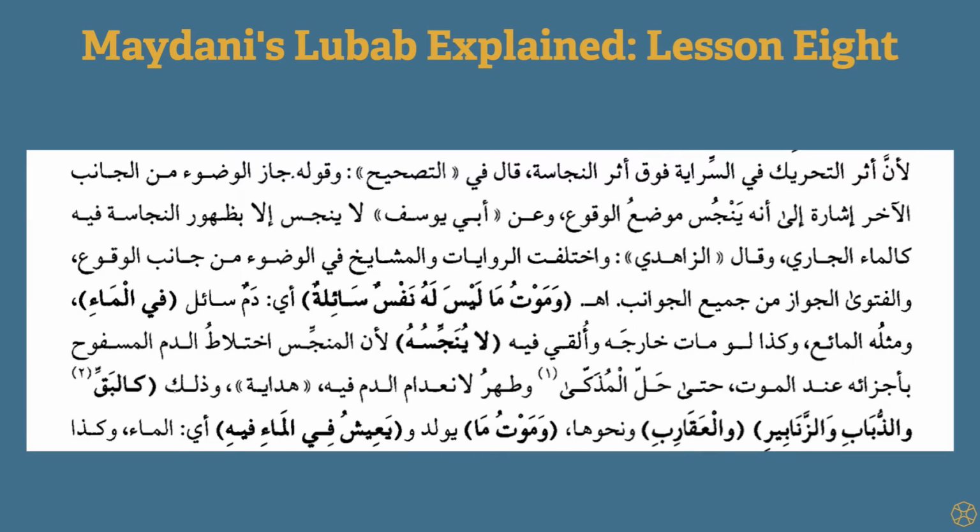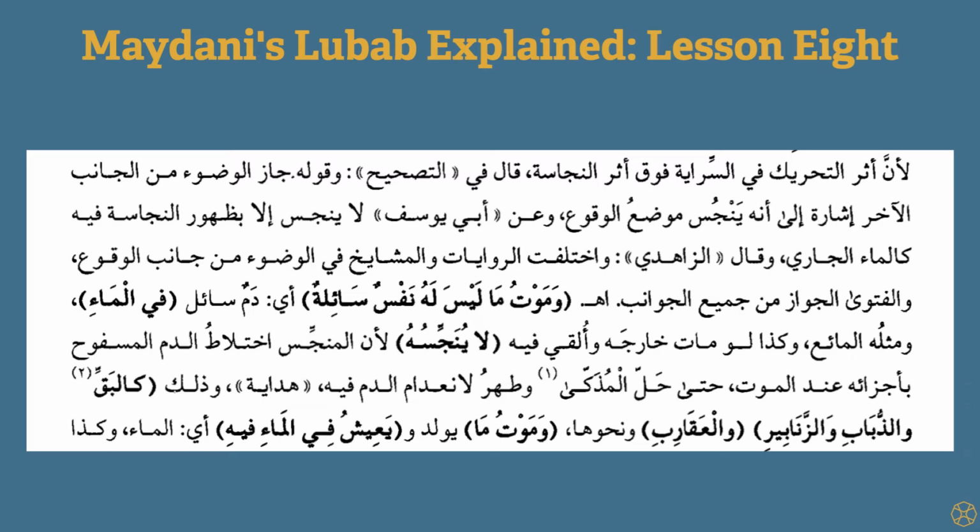So he says, قال في التصحيح, he says in التصحيح: وقوله جاز الوضوء من الجانب الآخر إشارة إلى أنه ينجس موضع الوقوع, right? So when the najasa falls in, that place becomes najis. وعن أبي يوسف لا ينجس إلا بظهور النجاسة فيه كالماء الجاري. Underline that, that's the position, right? So even when the najasa has fallen in, if there's no trace of the najasa, then you treat it as tahir. No smell, taste, color.